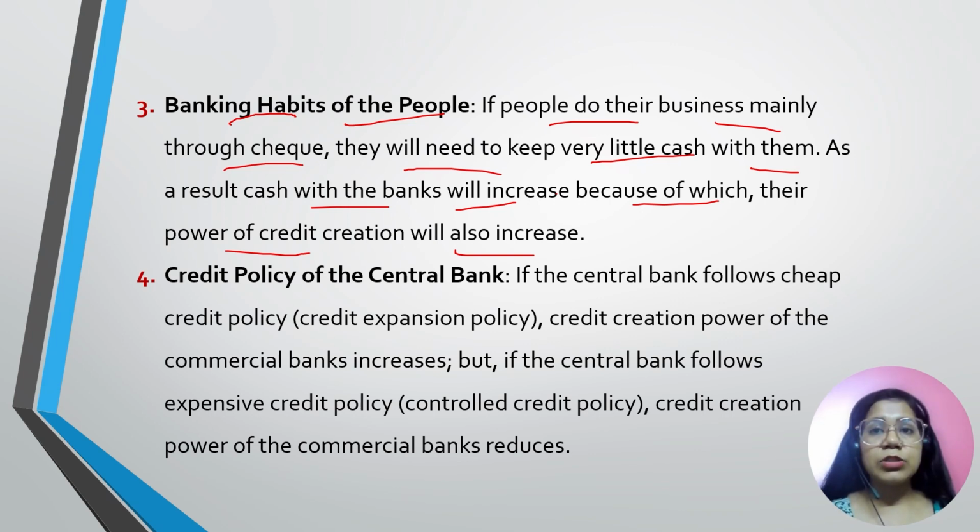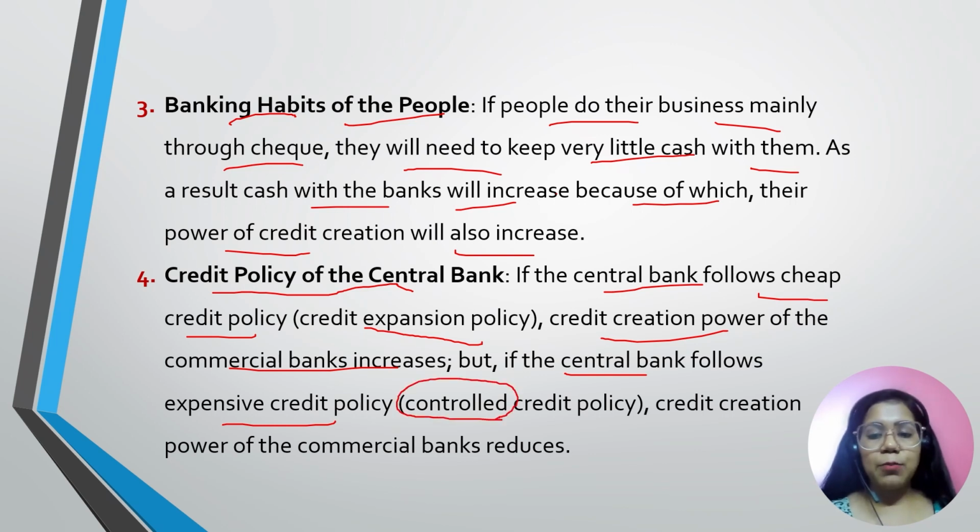Another limitation, the credit policy of the central bank, also affects the power of commercial banks to create credit. See, if the central bank follows a cheap credit policy, what do we mean by that? A credit expansion policy. Then the credit creation power of the commercial banks will increase. But if the central bank follows an expensive credit policy, that means a controlled credit policy, then the credit creation power of the commercial banks reduces.